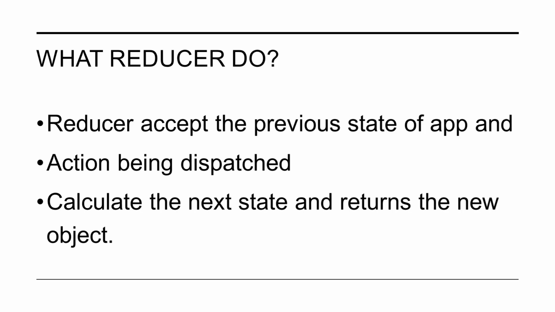Then it calculates the next state, and it returns a new object. After dispatching any action and matching it, it will calculate the next state. After calculating the next state, it will embed it into our state, and then it returns the new object. That object is our new state.